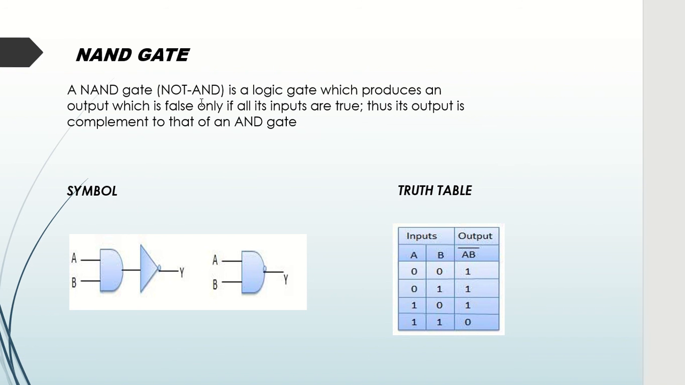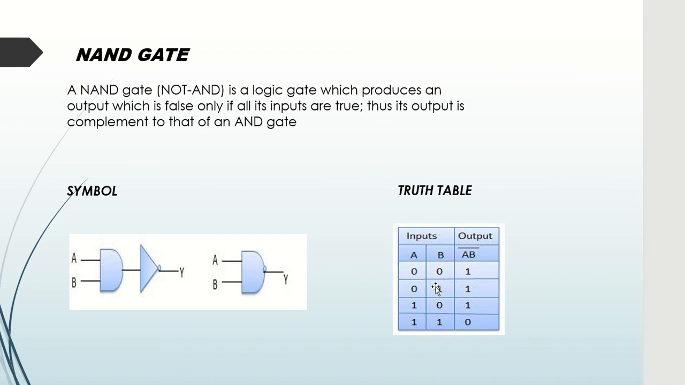NAND gate. NAND gate, or NOT AND gate, is a logic gate which produces an output which is false only if all its inputs are true. Thus its output is the complement of that of an AND gate. Symbol of NAND gate is designed using AND gate and NOT gate. This bubble is called an inversion bubble that represents complement or negation.